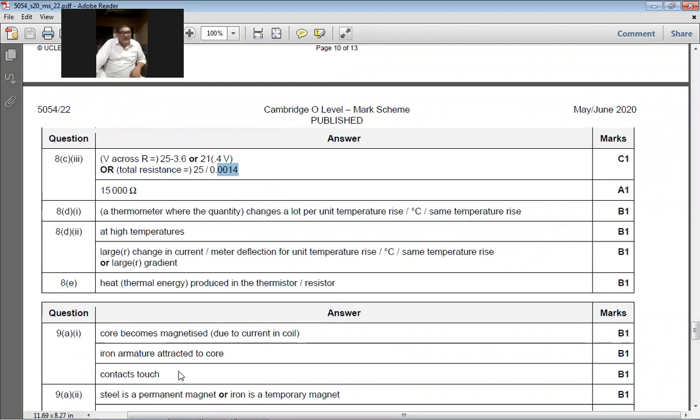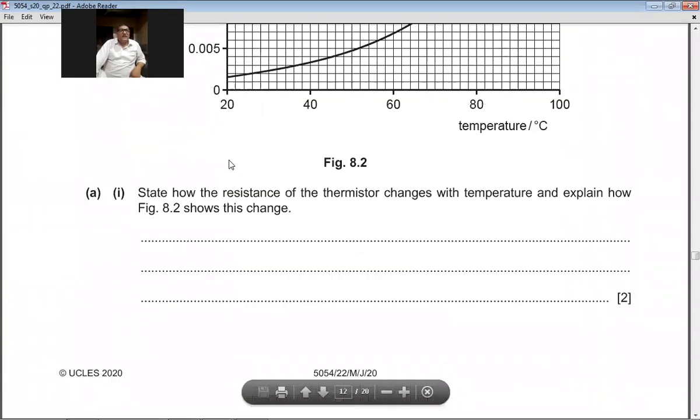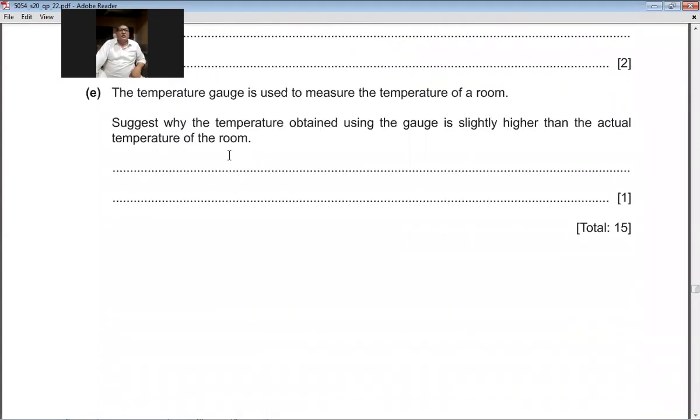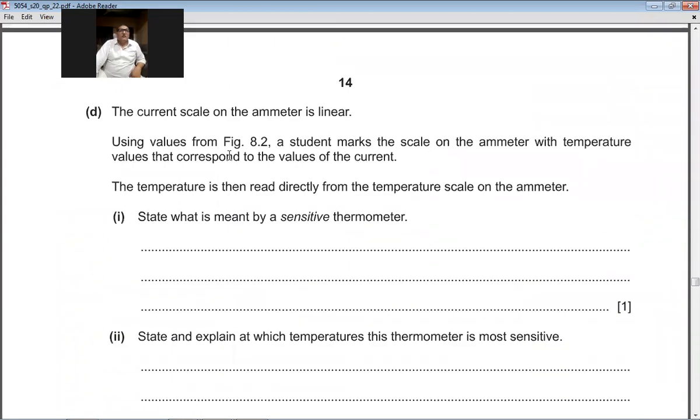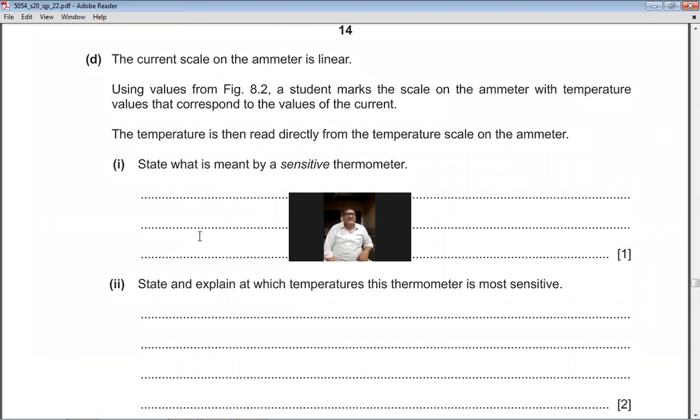So let's move to the next question. Okay, so we have the D part here. It says the current scale on the ammeter is linear. Using the values from figure 8.2, a student marks the scale on the ammeter with temperature values that correspond to the values of the current. The temperature is then read directly from the temperature scale on the ammeter. State what is meant by a sensitive thermometer.